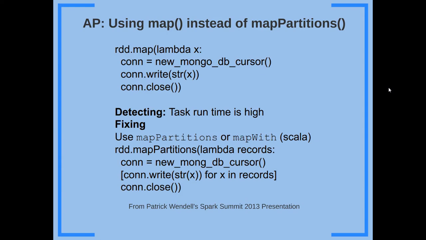So at the top here, we're doing an expensive operation. We're creating a cursor. And because this is inside a map, we're creating a database cursor once for every element in our set, in our RDD. So if we have 1 million elements in our RDD, we're creating 1 million cursors. So mapPartitions can help in this respect.